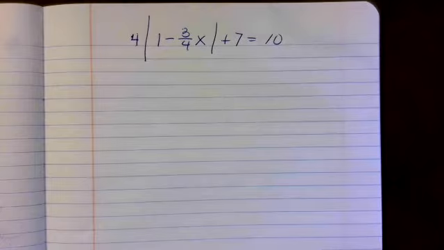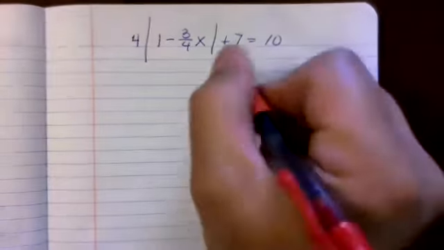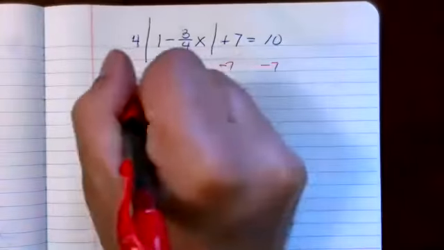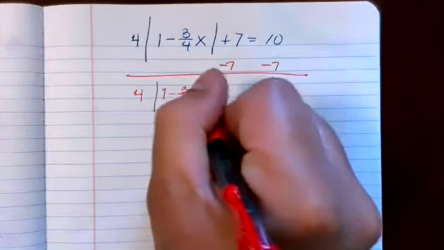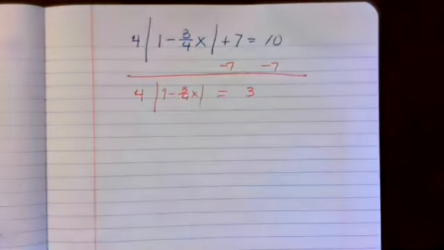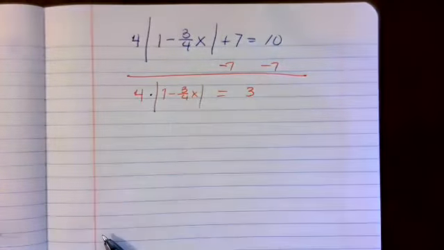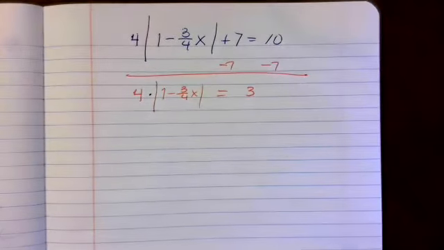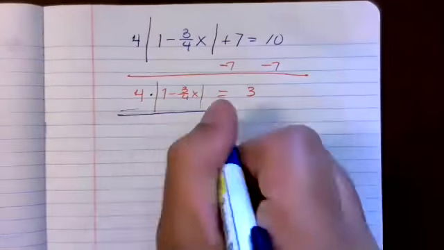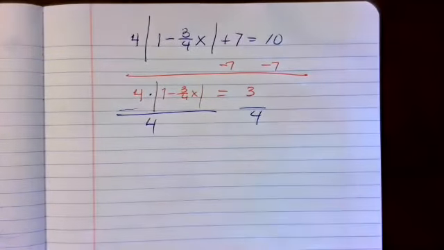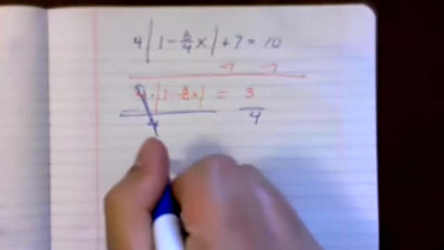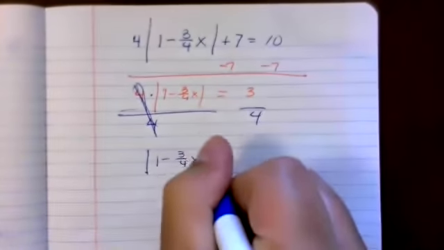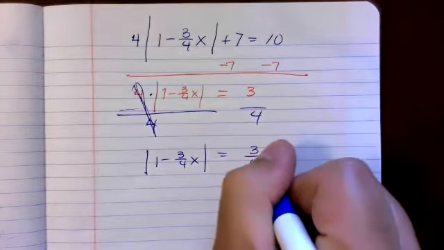So in this example, we want to isolate the absolute value. So I'm going to subtract 7 from both sides. So I'm going to have 4 times the absolute value of 1 minus 3/4 x is equal to 3. My absolute value is not by itself. I have this 4, which is attached by multiplication. So I want to remove it by doing the opposite. I'm going to divide both sides by 4. 4 divided by 4 is 1, so those are gone. I have the absolute value of 1 minus 3/4 x is equal to 3/4.